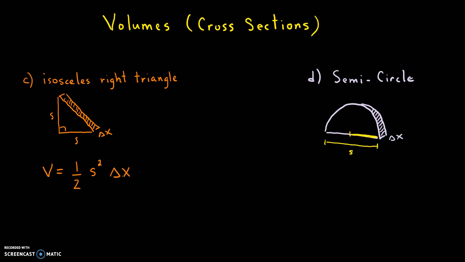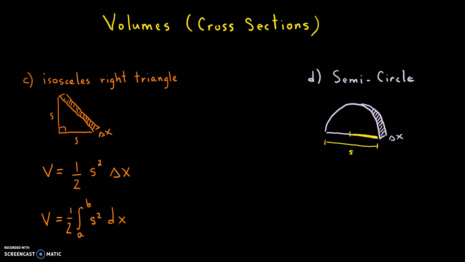Imagine if you wanted to accumulate infinitely many, then what we would have to do is integrate. So we would integrate from a to b. Now the 1/2, I'm going to go ahead and write it out front, and we have 1/2 s squared dx. And that's pretty much it for the isosceles right triangle.